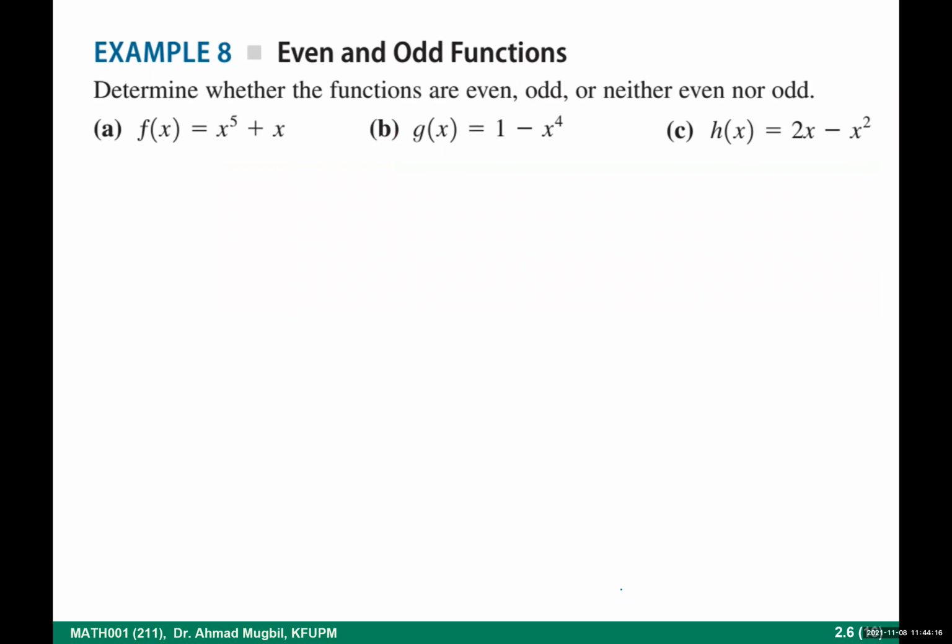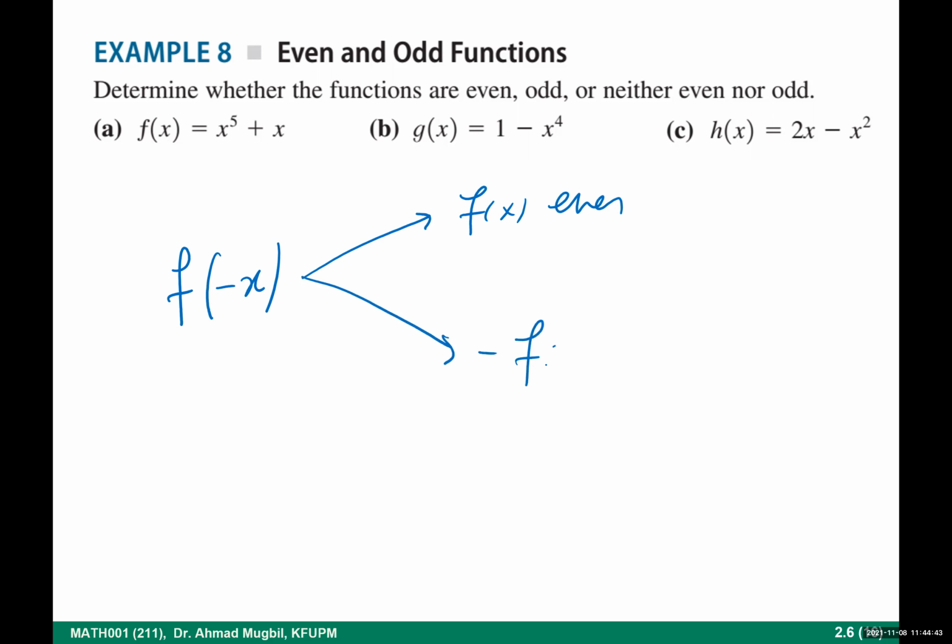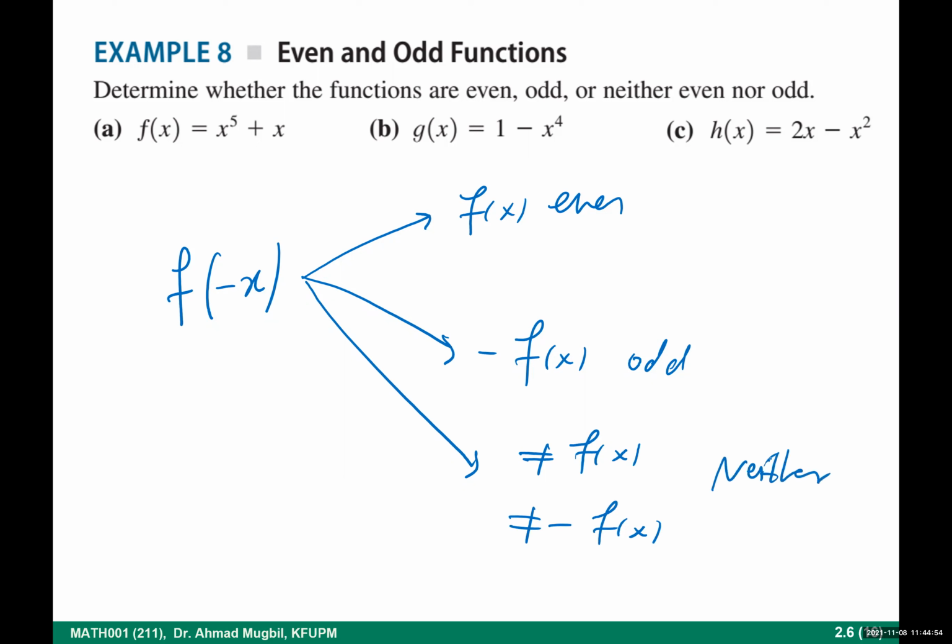Let's see, determine whether these functions are even, odd, or neither, each one of them. The first one, what do you think? How do you show me, how do you convince me that it is odd or even? What will you do? You will work on f at negative x, and you will see if you get the same function at the end, then it is even. If you get the negative of the function, then it is what? Odd. If you get something that is not the function, not the negative of the function, then it is what? Neither. That's it.